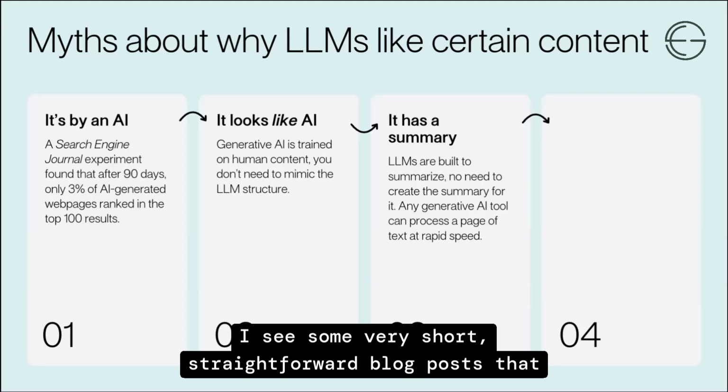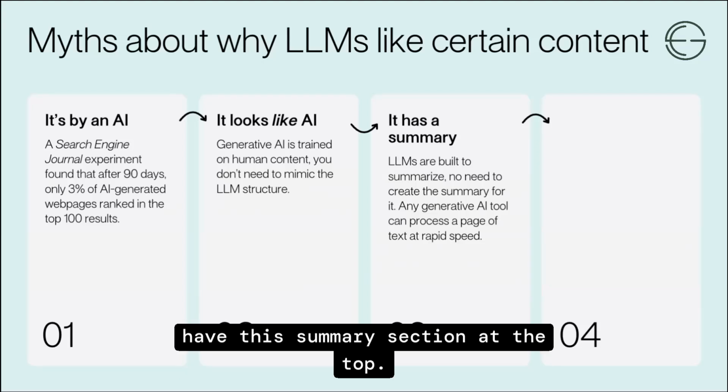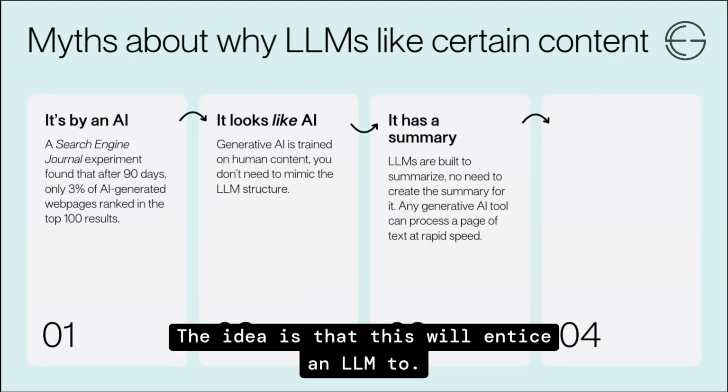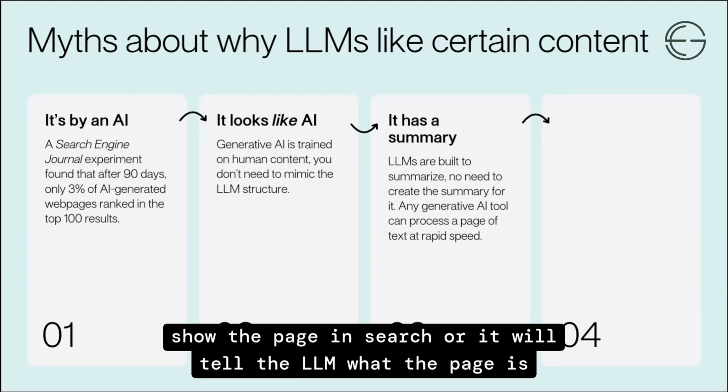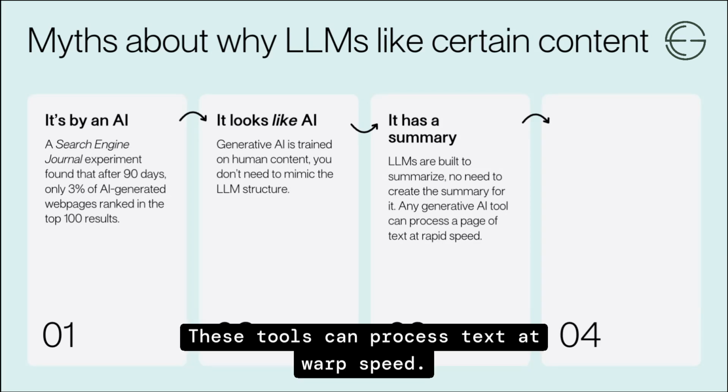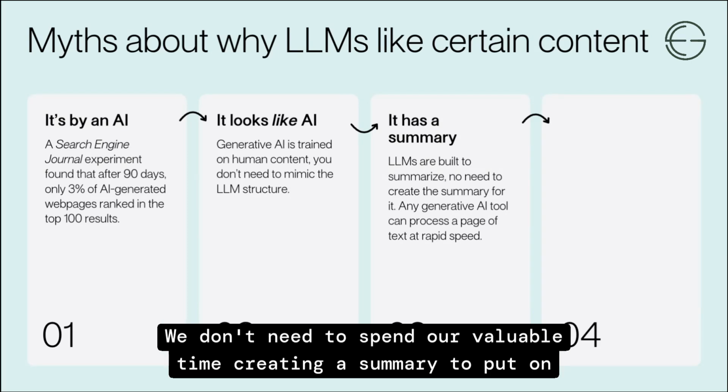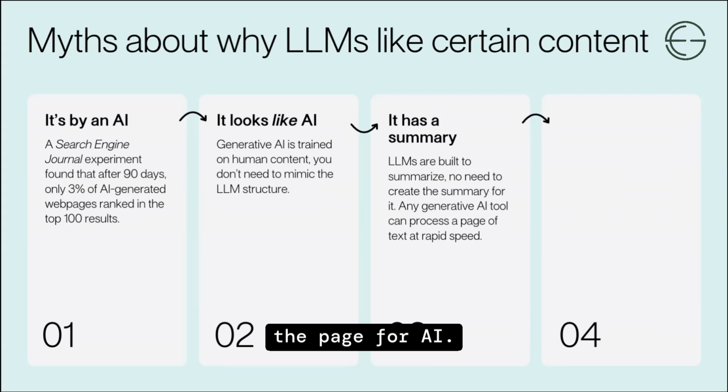I see some very short, straightforward blog posts that have this summary section at the top. The idea is that this will entice an LLM to show the page in search, or it will tell the LLM what the page is about. These tools can process text at warp speed. We don't need to spend our valuable time creating a summary to put on the page for AI. AI doesn't need it.